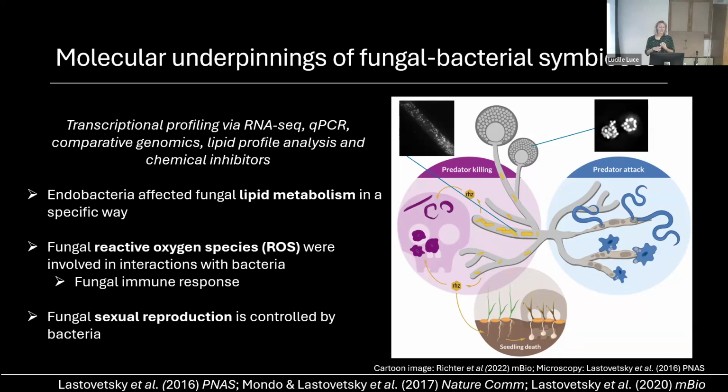Secondly, endobacteria affected fungal reactive oxygen species metabolism, again, which differed depending on whether the bacteria were perceived as mutualistic or antagonistic. And this was really cool because it hinted at some kind of fungal innate immunity response, which we know very little about in fungi. We know very little about fungal immunity, so that was very cool. And lastly, we found that fungal sexual reproduction was almost under the complete control of these bacteria.